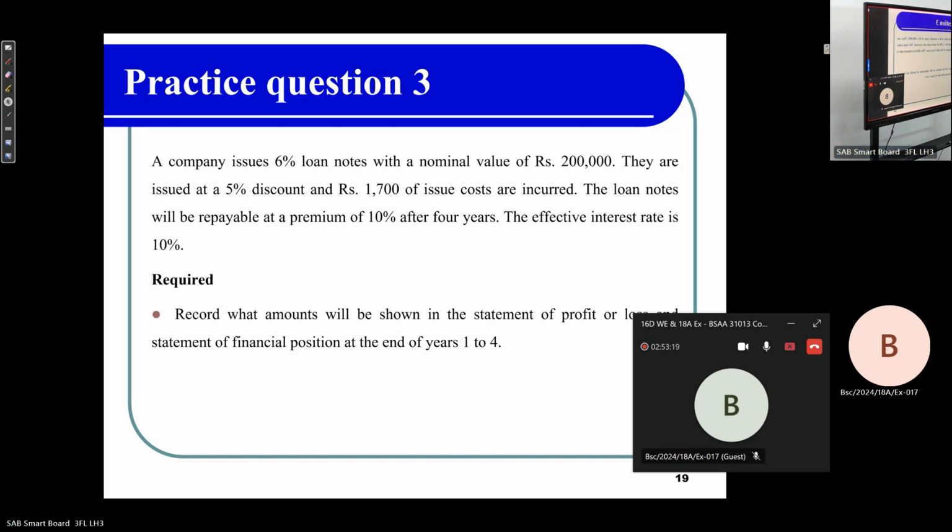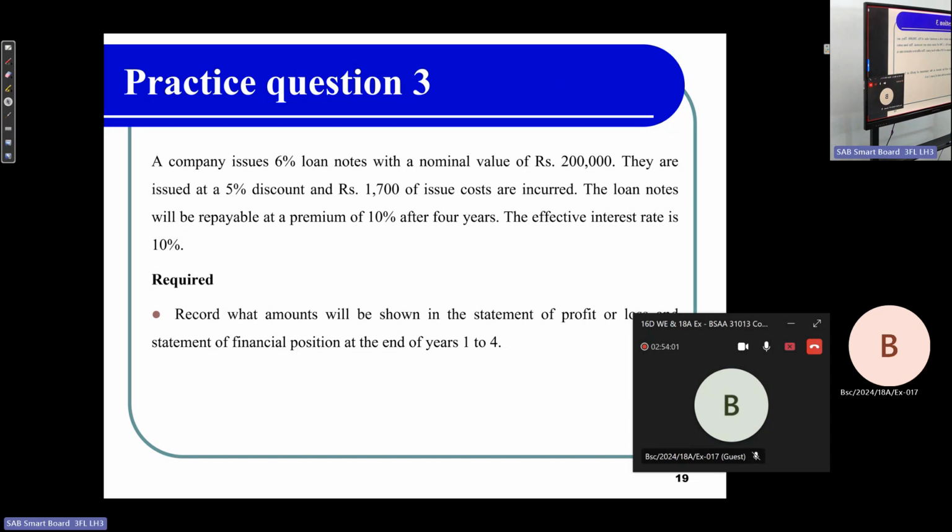1,700 double entry. That's a transaction cost. Financial liability debit, cash credit. Very good. Correct?